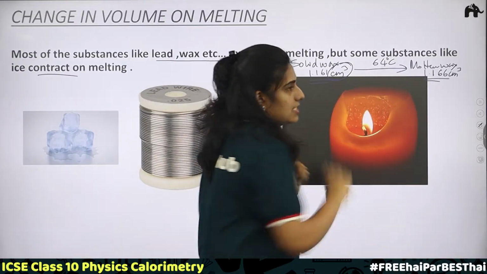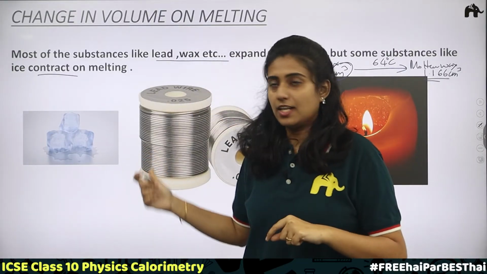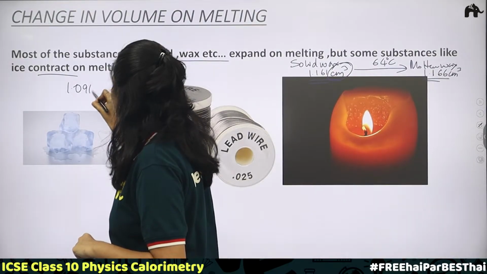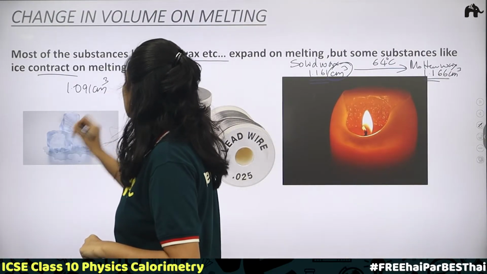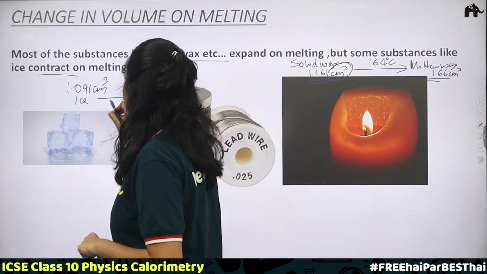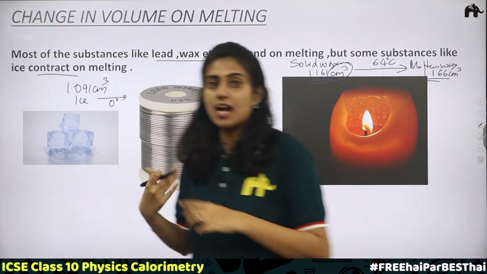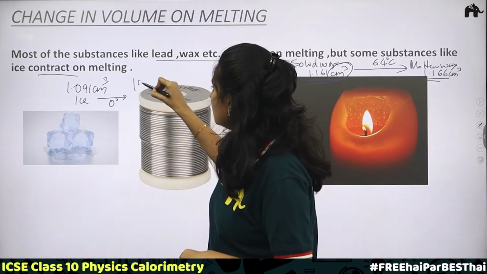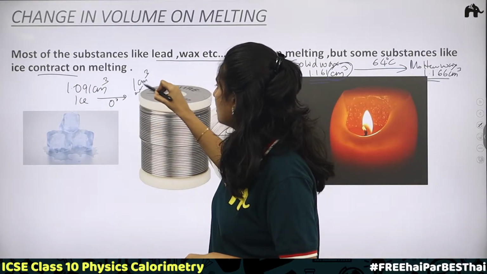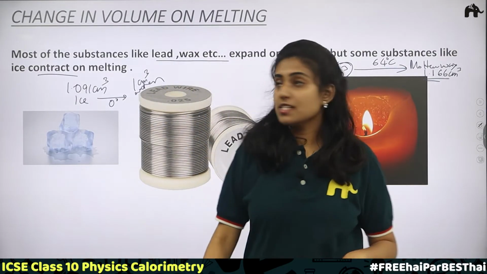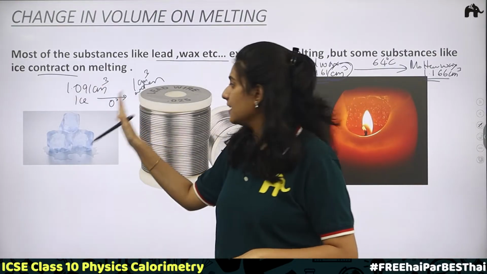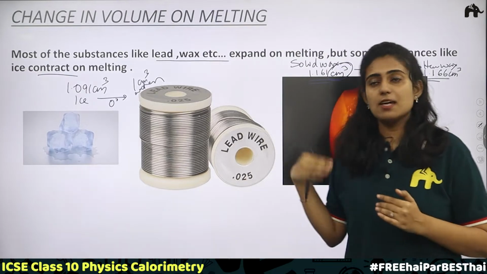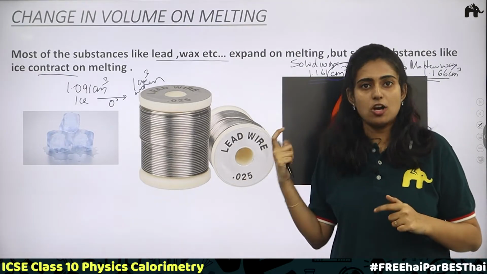The volume has increased. Now when you take the case of ice, let's say you are taking 1.091 centimeter cube of ice at 0 degrees Celsius. It starts melting and it will form 1 centimeter cube of water. Here the volume has decreased. Okay, in case of ice, the volume has decreased. So, in some substances, the volume will increase, and in some substances, the volume will decrease on melting.